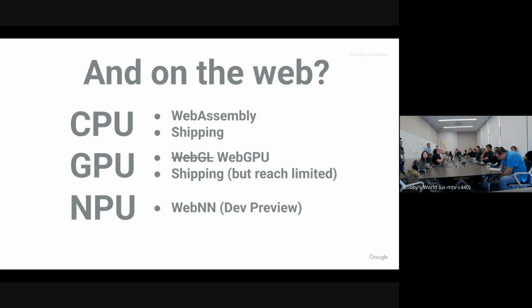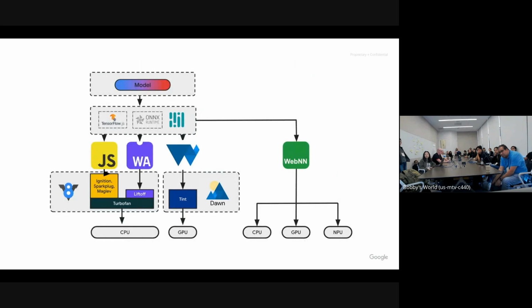These different things on the web: with the CPU, you can obviously use either JavaScript or WebAssembly, with WebAssembly generally being more performant. For GPU, there was WebGL, long live WebGPU, and this is now shipping, which is super exciting, but still with limited reach. And to access the NPU space, we have WebNN, which you'll be hearing more about later. So if you put those together, here's a model I stole from other people, describing how some of this works. You can have a model that gets loaded into any of these different runtimes like TensorFlow, ONNX, and MediaPipe. Then you can go to the CPU through, like I said, JavaScript or WebAssembly, to the GPU through WebGPU, or through WebNN, which, as you'll see, can actually target CPU, GPU, and NPU.